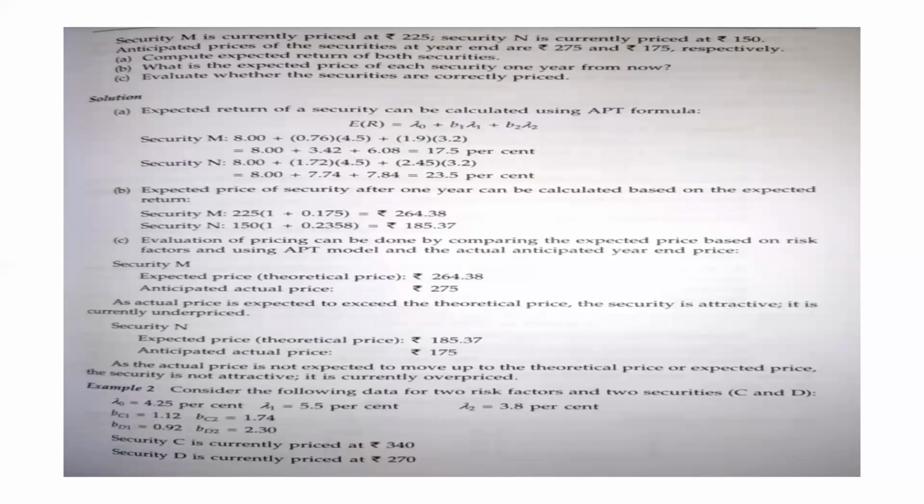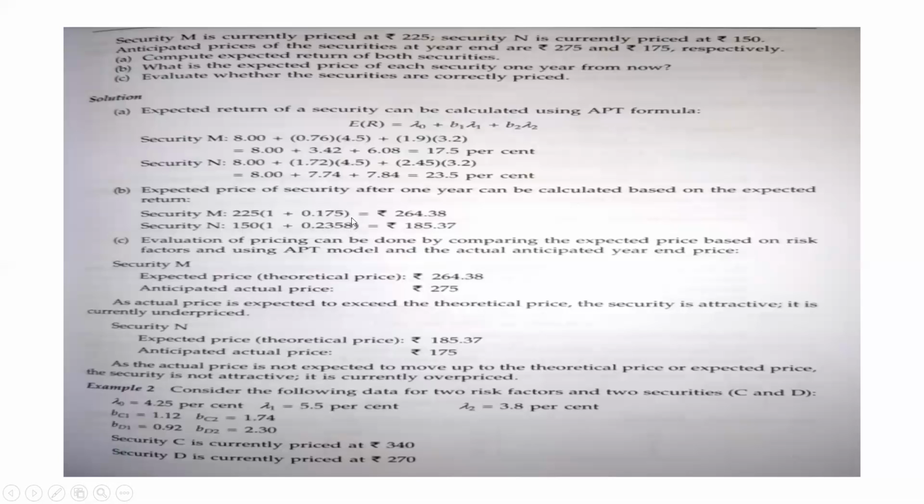To do that, we will multiply the current market price with 1 plus the expected return divided by 100. The current market price of security M is 225. So 225 into 1 plus the expected return divided by 100, that is 0.175. You'll get 264 as the expected price. For security N also, the current market price given in the question is 150 into 1 plus the expected return divided by 100, that is 0.2358, which will give you 185.